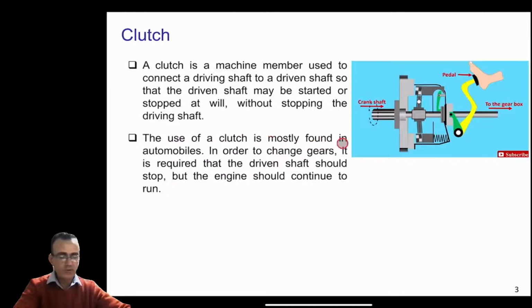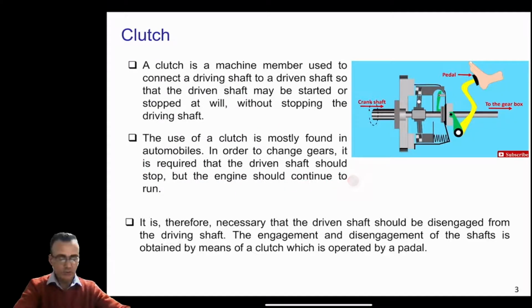The use of the clutch is mostly found in automobiles. In order to change the gear, it is required that the driven shaft should stop. So this is the driven shaft. You need to stop it, but you don't want to stop the whole engine. The engine should continue to run. It is therefore necessary that the driven shaft should be disengaged from the driving shaft, and the engagement and disengagement of the shaft is obtained by means of the clutch, which is operated by a pedal. As you can see, this is the pedal that you operate in a car, and this will engage and disengage these two shafts together.